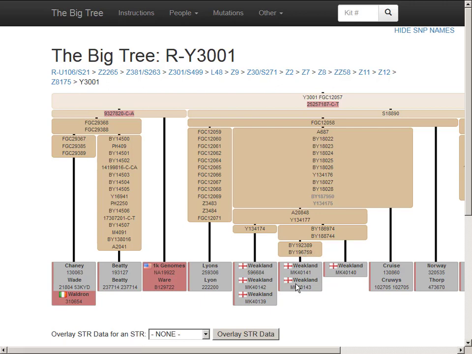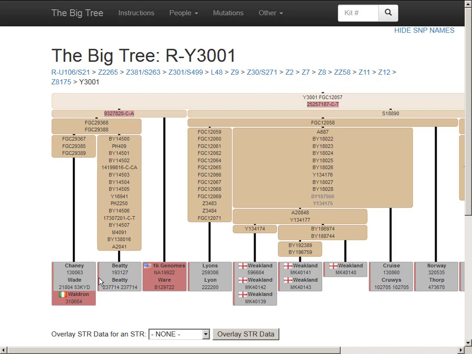These two are descended from him. So these two guys know they're pretty closely related to each other. Then the guy over here is more distantly related, and the three guys over here are more distantly related again. So that's the ideal world where you've lots of men with the same surname and you find lots of mutations that occur in that surname and not in any other surname.